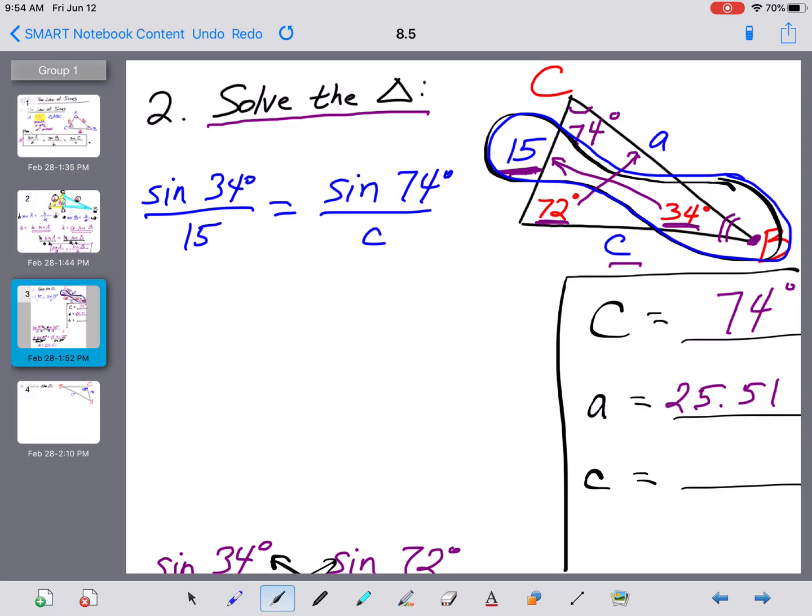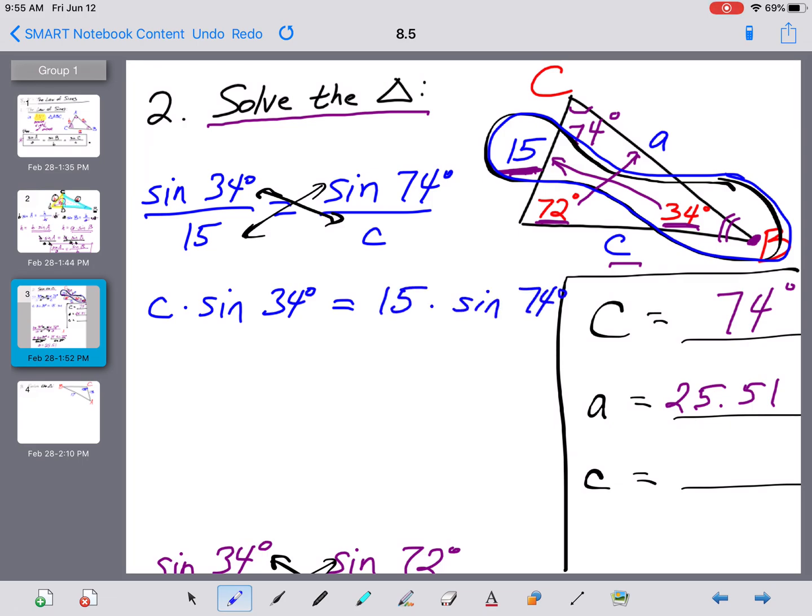We still cross multiply here in this proportion, looking like that, and I like to do the variable first. So again, this is C times the sine of 34 degrees is equal to 15 multiplied by the sine of 74 degrees. And once again, C, our variable now, is being multiplied by the sine of 34 degrees. So we're going to divide both sides by the sine of 34, and that should get us what we need.